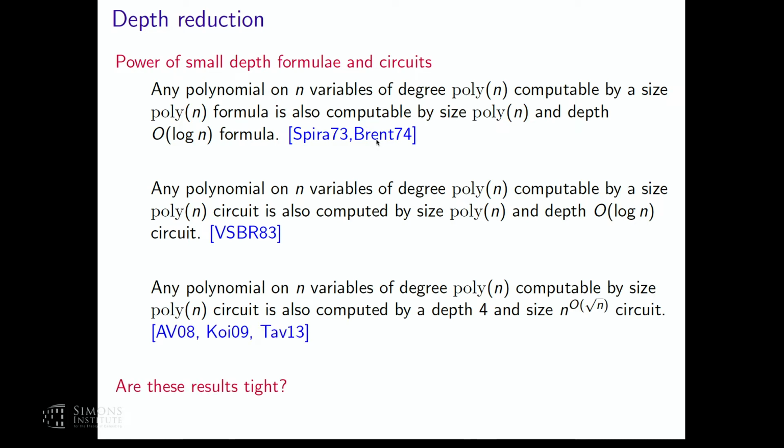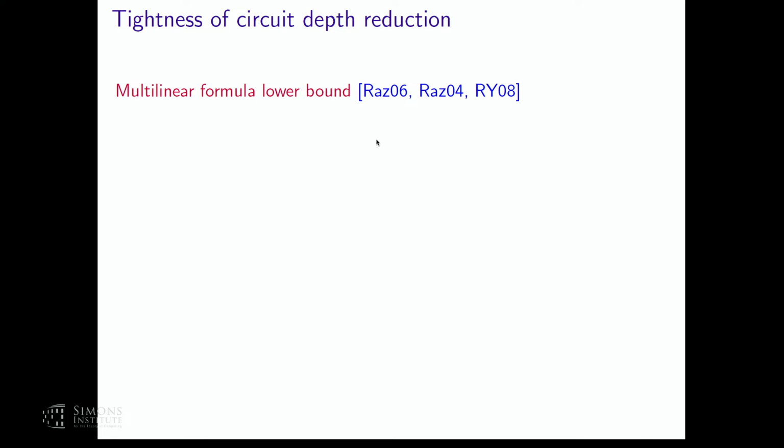So this result started by Agrawal, Vinay, Koiran and Tavenas squeezes it down to depth 4. There is another depth reduction result which squeezes it down to depth 3, but I'll talk about it in another context, so let me not list it here. One natural question would be, are these results tight? In their most generality, of course, this problem is wide open. We don't know. How about for multilinear formulas or multilinear circuits? Are these depth reductions tight in the multilinear world?